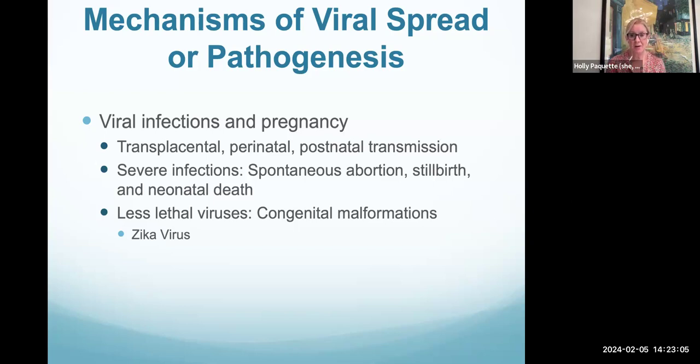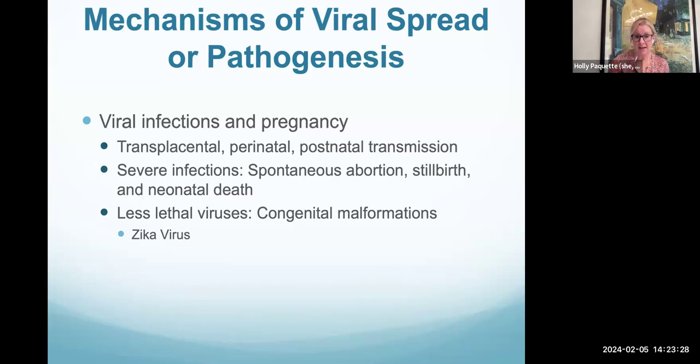We can have fairly severe infections depending on what the virus is. For example, we can have spontaneous abortion. So if it crosses the transplacenta, it can actually cause that embryo to spontaneously abort. It can cause stillbirths, and there can even be neonatal death. So at birth, the baby won't survive.